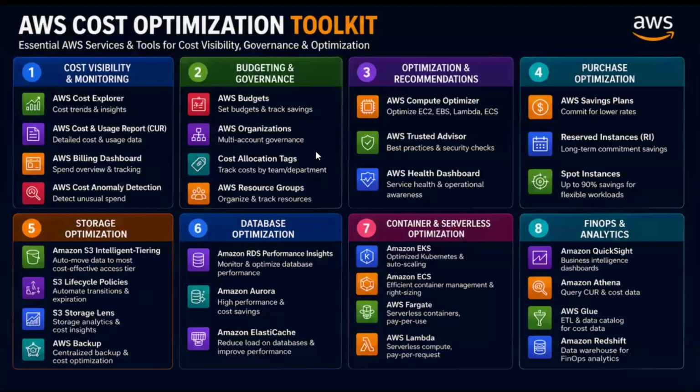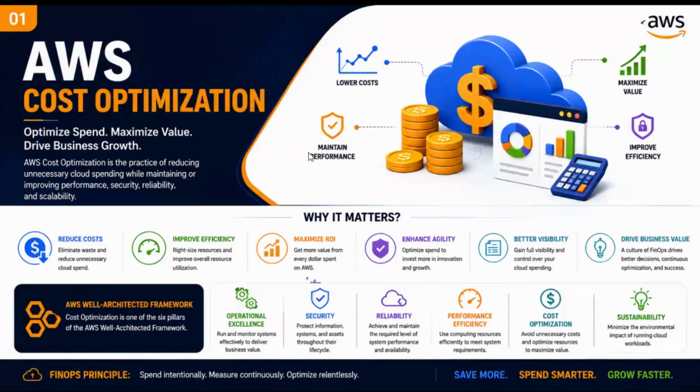Next, why does AWS cost optimization matter? Before we start, we should be aware of why it matters. First, it helps reduce cost, improve performance, maximize ROI, enhance agility, provide better visibility, and drive business value. The main point is always our investment in the AWS environment. These are the things that always matter for AWS cost optimization.